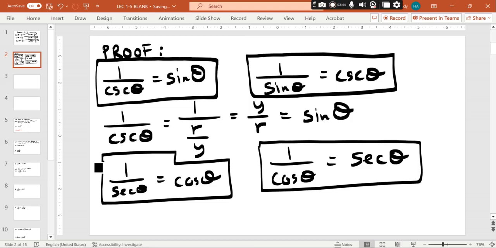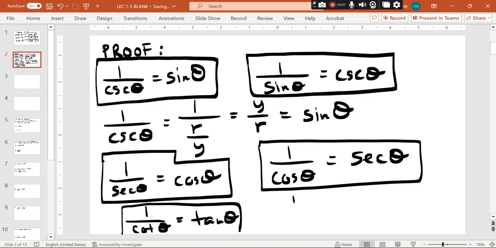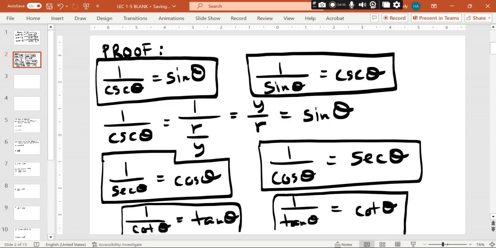Next, towards the bottom of the page, 1 over cotangent theta will give us tangent theta. And then 1 over tangent theta is equal to cotangent theta. There it is. We actually call them reciprocal identities. There are 6 of them.